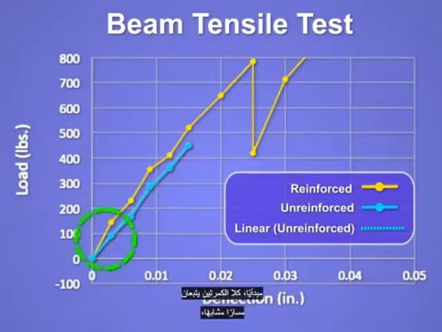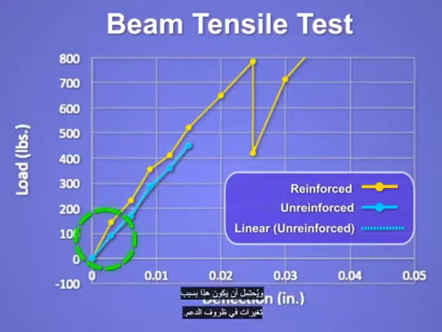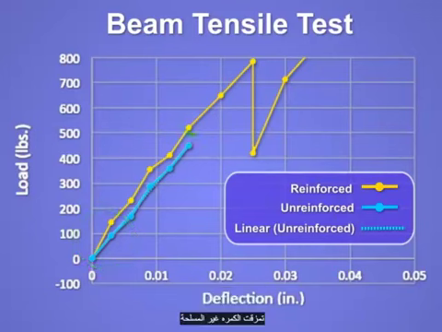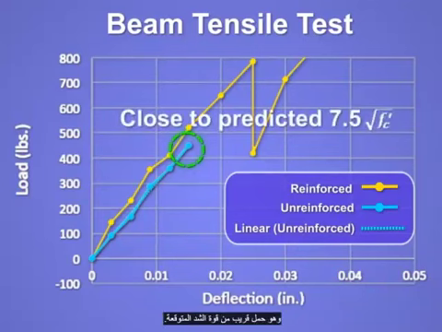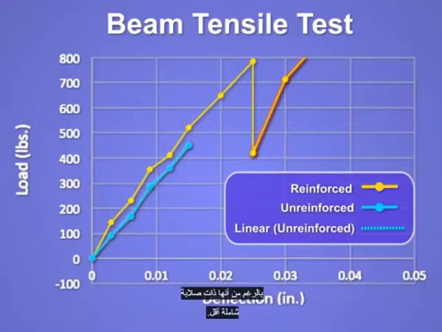Initially, both beams followed a similar path, with slight differences in initial stiffness probably due to changes in support conditions. The unreinforced beam failed as soon as initial cracking occurred at a load of about 450 pounds, a load close to the predicted tensile strength. The reinforced beam cracked at a higher load but regained its strength quickly, albeit at a lower overall stiffness.